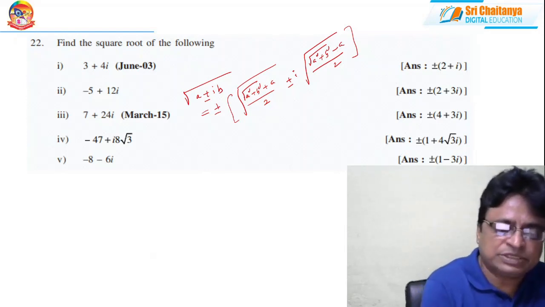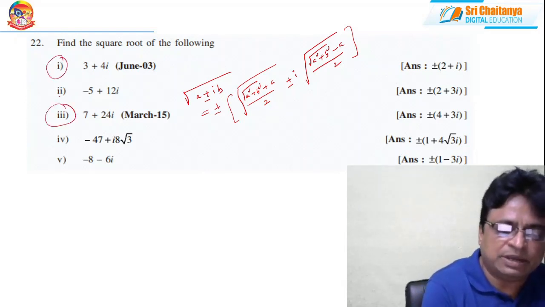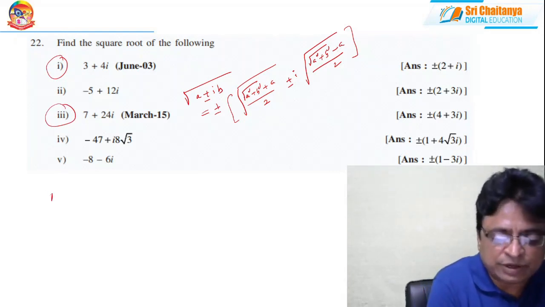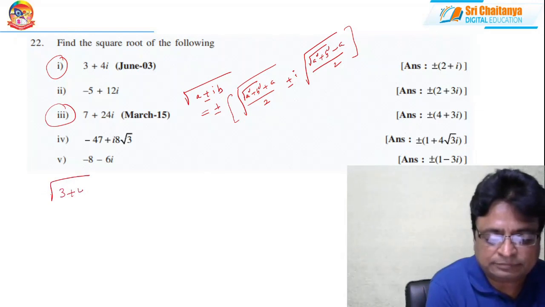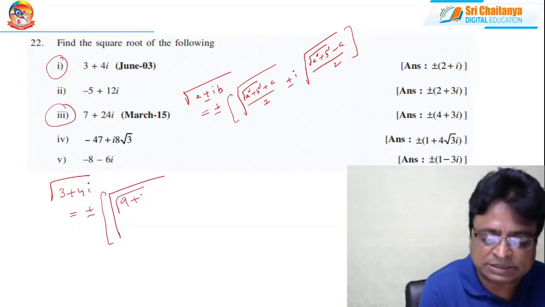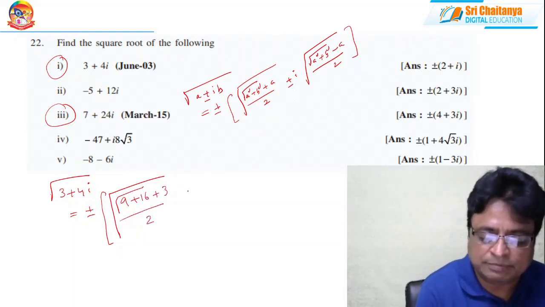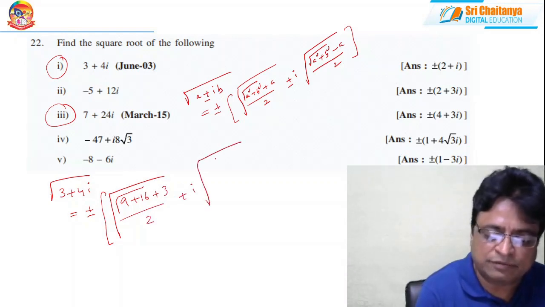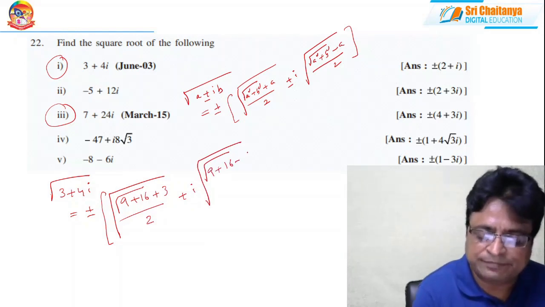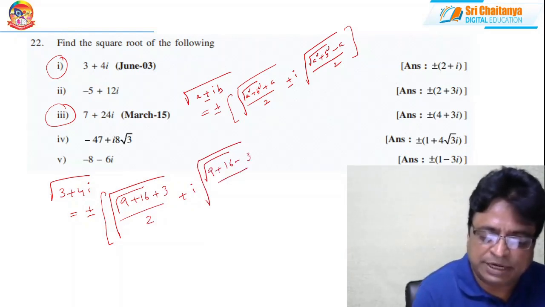I am now concentrating on solving problems 1 and 3 because the remaining problems are just similar to this one only. So what is the square root of 3 plus 4i? This is plus or minus root of (root of a square 9 plus b square 16, plus a) by 2, plus i into root of (root of 9 plus 16, minus a) by 2.